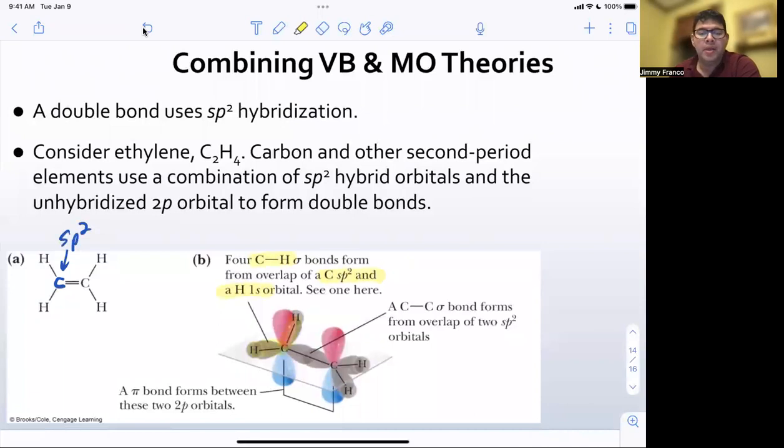Right? Now, if we look at the sigma bond, so it's the single bond between the 2 carbons. So it's just that first bond between the carbon and carbon. They're both sp2. So that means the overlap of them is between 2 sp2 orbitals. Right? And that's because both carbons are sp2.